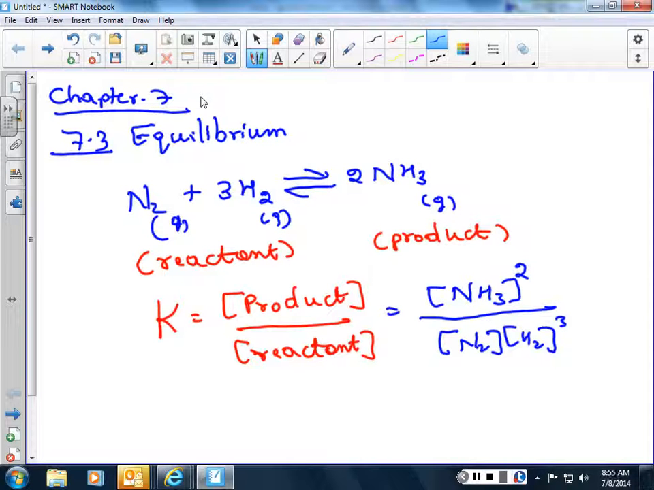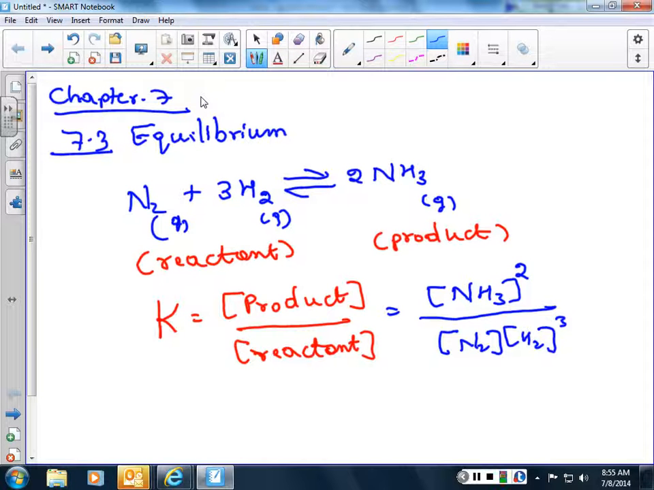So product over reactant raised to the appropriate powers. And how do you get the powers? From the stoichiometric coefficients. Correct? So this is the capital K expression. So in the quiz or in the exam, if it is asked how to write the capital K expression, you need to write it like this.